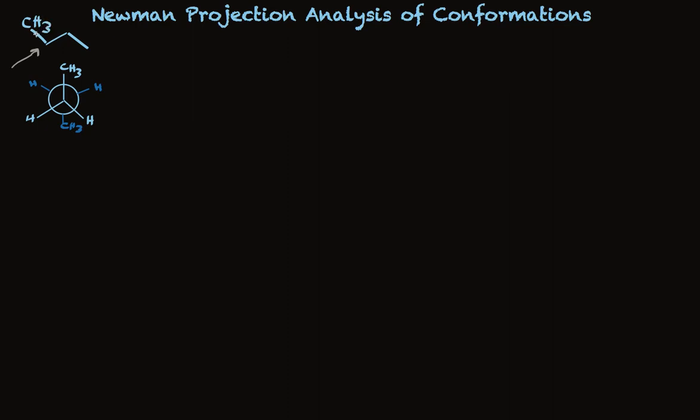And the carbon we come to next has the methyl group sticking down. So this is butane. Here's a Newman projection of butane that shows one of the possible relationships of the atoms attached to one carbon relative to the atoms attached to the other.